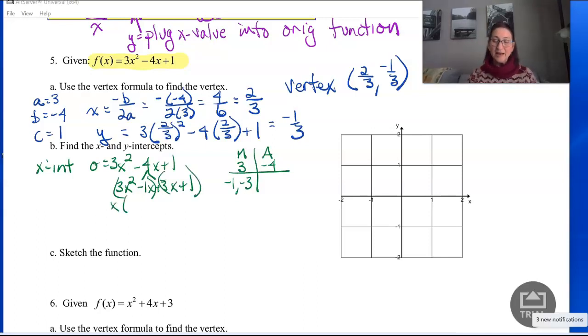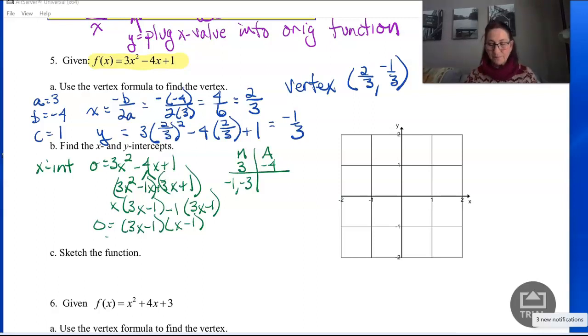And I can take out an x out of that first group, and so I'm left with 3x minus 1. I can take out a -1 out of the second group, and I get 3x minus 1. So our two factors are going to be 3x minus 1 and x minus 1. All right. Set both of those equal to 0. 3x minus 1 equals 0, and x minus 1 equals 0. So then with the first one, I get x is equal to 1/3. And the second one, x is equal to 1. Those are your two x-intercepts.